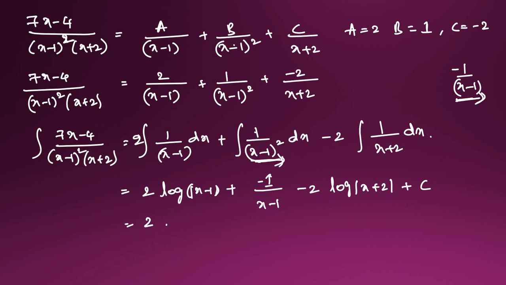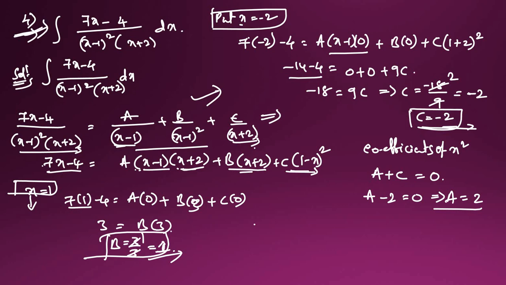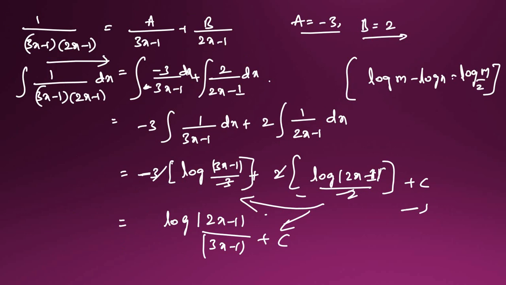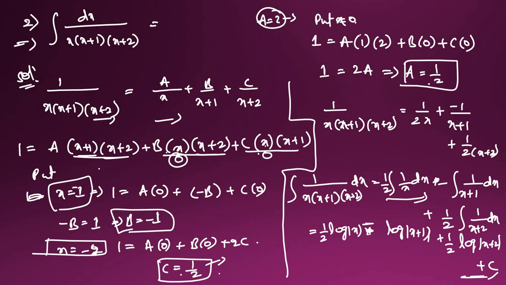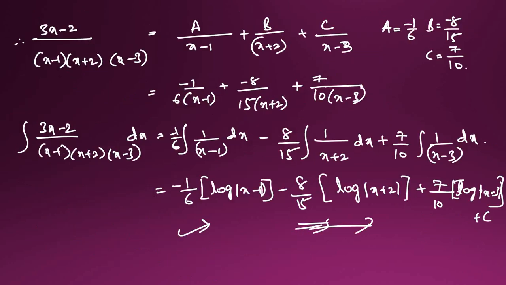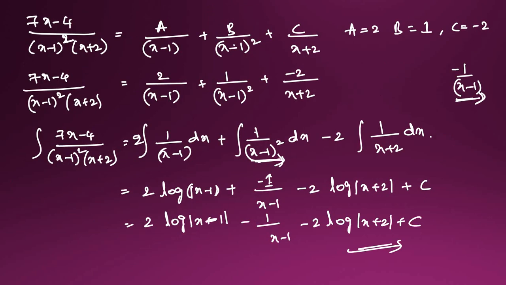So what will be the answer? 2 into log of mod x minus 1, minus 1 by x minus 1, minus 2 log of x plus 2, plus c. So this is the answer of the fourth question. Now we completed the first question here, the second question we completed here, the third question we started here and completed here, and the fourth question also completed here. End of this fourth question.